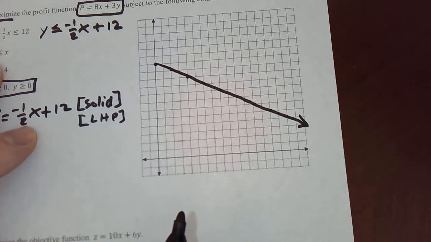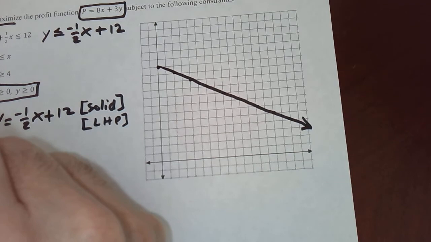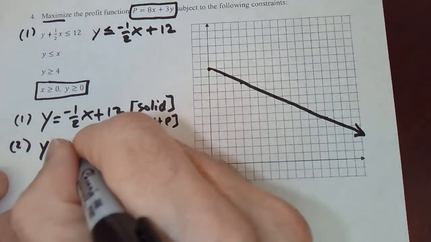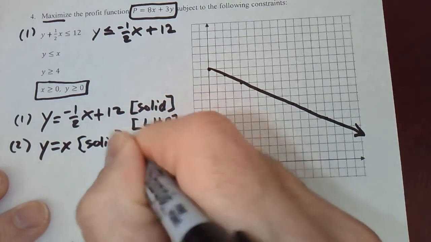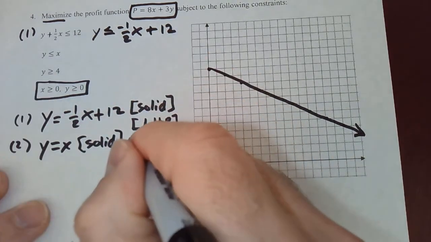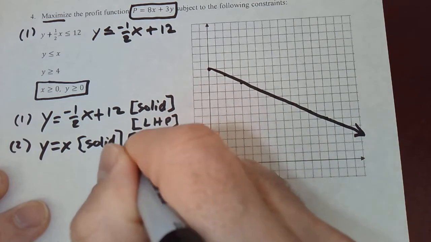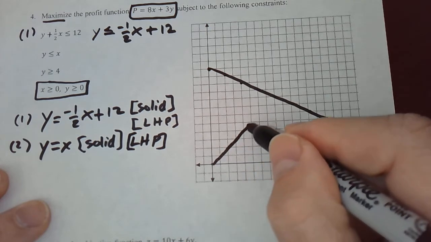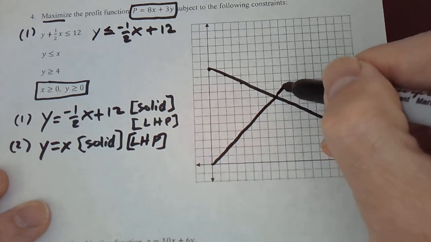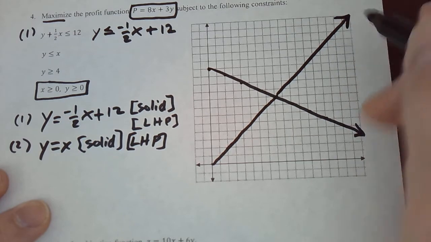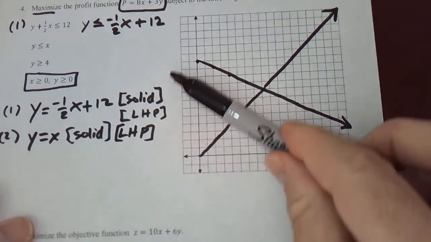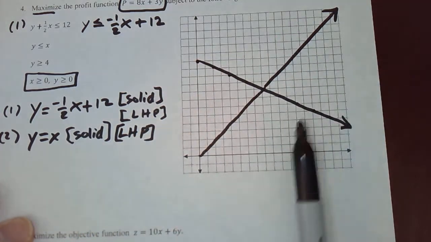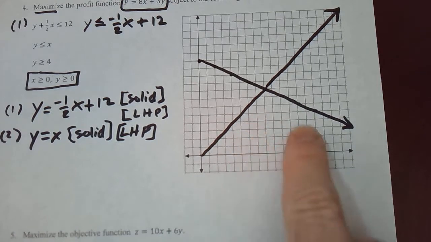The second inequality, y less than or equal to x, well, that one's pretty easy. The line associated with it is just y equals x, and again we'll do solid, and we will do lower half plane. Y equals x has 0 for the y-intercept, and a slope of 1. So now we're dealing with the lower half plane of this line and the lower half plane of this line. So far we're talking about just this region right in here.